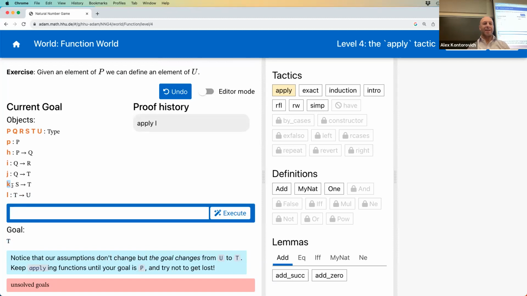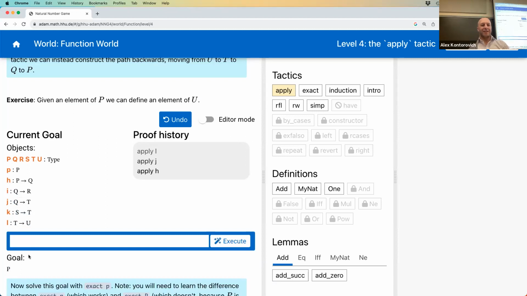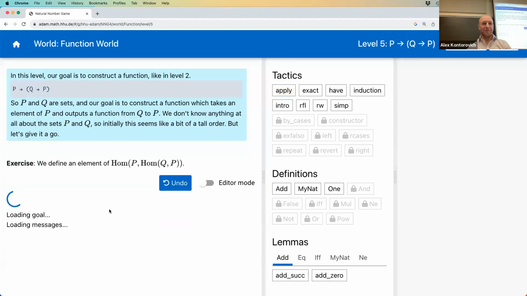Well, I could apply K, that'll say give me something in S, but then I can't give you something in S. I don't have a way of getting an element of S. So instead I'll apply J. So this is working backwards. Now we have Q. Now I apply H, and that says give me P, but I have P. That's called little p, exact P. That make sense? Okay.